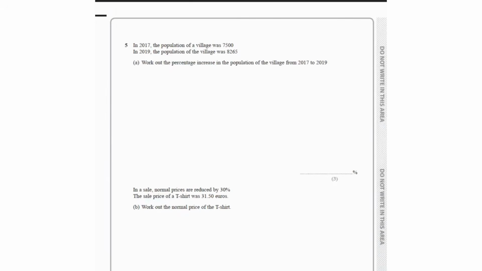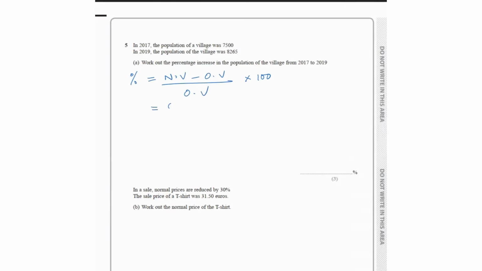Then percentage increase also very commonly comes. It says in 2017, the population of the village was 7,500. In 2019, the population of the village was 8,265. We have to work out the percentage increase in the population of the village from 2017 to 2019. So for percentage increase, we do new value minus old value divided by the old value times 100. That is the formula that you will follow for percentage increase and decrease.